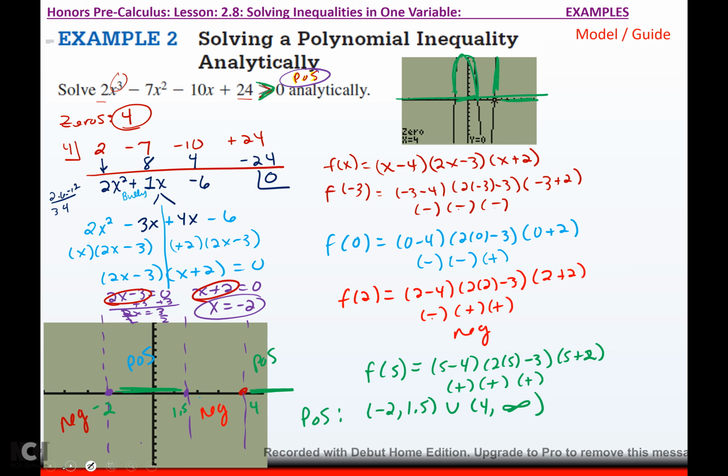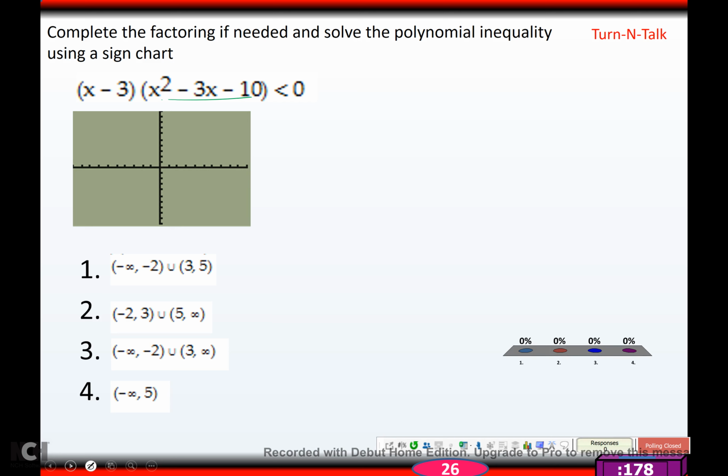Alright, you try this one. Hit pause. Come back when you're ready. You're going to have to factor this one to get the zeros from it. And hopefully you got 1.